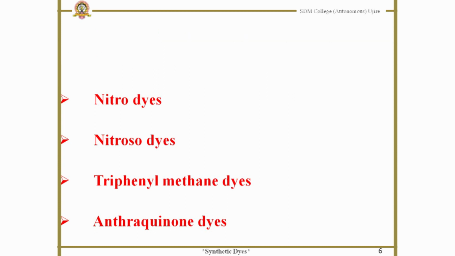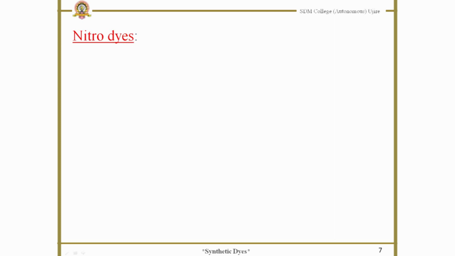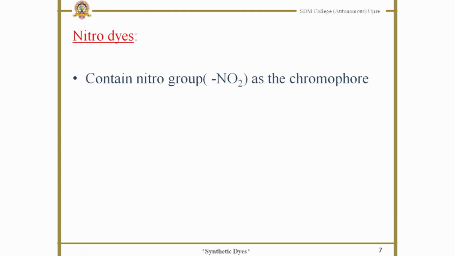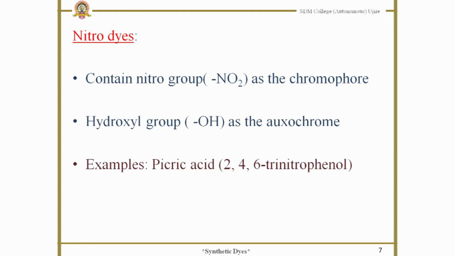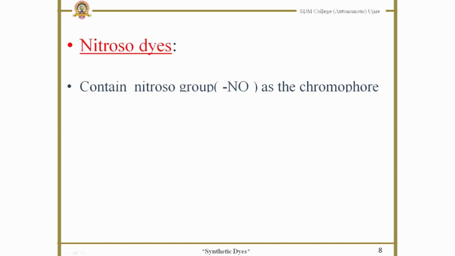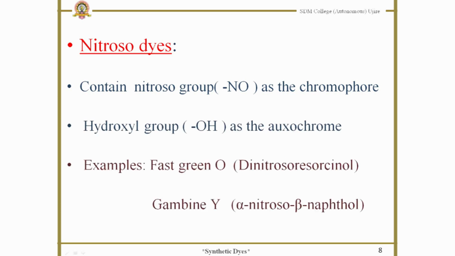Let me take the first type of dyes, nitro dyes. Nitro dyes contain nitro group as the chromophore and hydroxyl group as the auxochrome. The examples of nitro dyes are picric acid, Martius yellow, 2,4-dinitro-naphthol, etc.